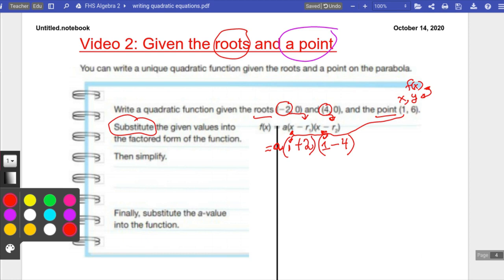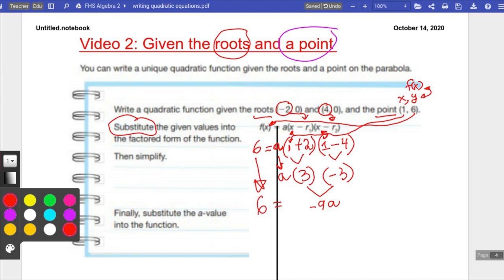The 6, which is the Y, can go all the way on the other side. Then I'm just going to work inside the parentheses. I have 3 right there. I still have that A here. 1 minus 4, you get -3. When you multiply this together, you get -9. I'm just going to put the A afterward. And on this side, you still have the 6.